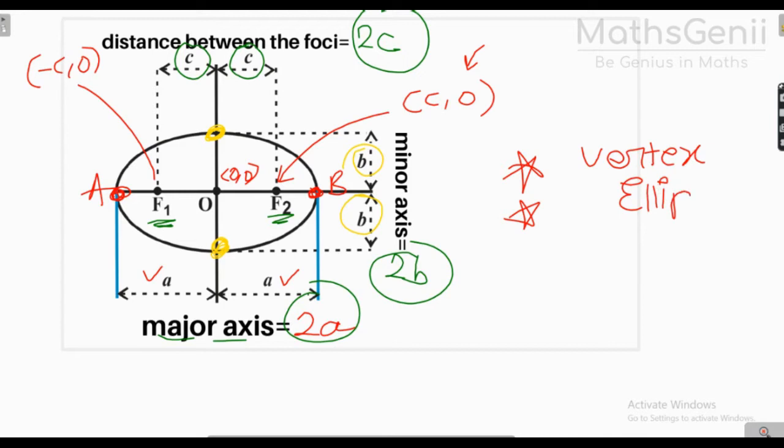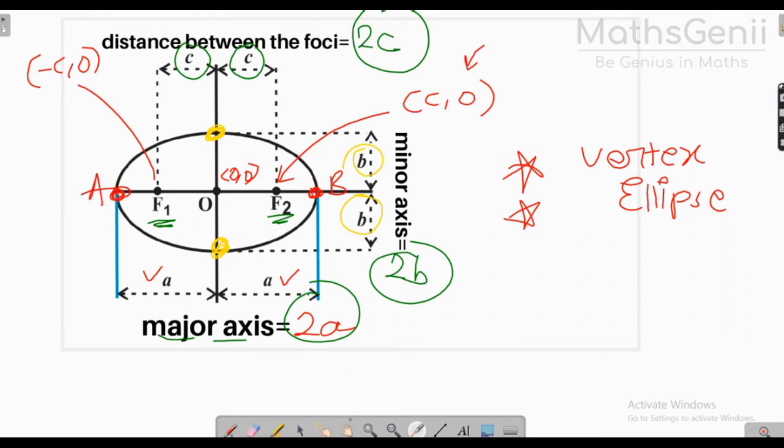And one very important thing that you should know is the vertex of an ellipse. A lot of students think that there are four vertices, this one, A, B, and this yellow, four vertices. No, there are only two vertices of the ellipse, and the vertices are always of the major axis. So this is your vertex and this is your vertex.